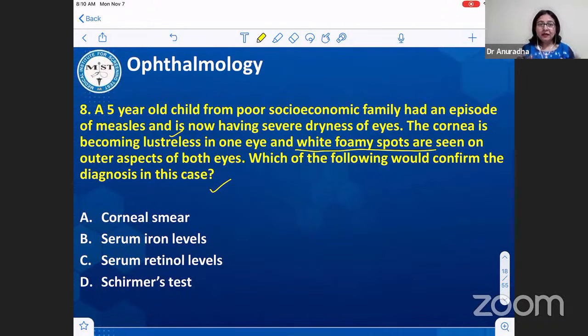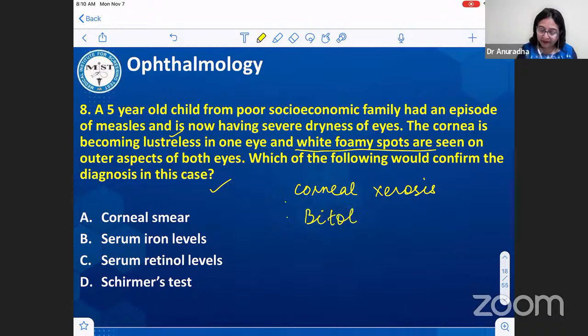Severe dry eye, cornea becoming lusterless. It means corneal xerosis, beta. Corneal xerosis. The white foamy spots, they are your Bitot's spots, beta, because these are the only spots which have this whitish foamy appearance. So corneal xerosis, dryness of the eye, conjunctival xerosis, Bitot's spots.